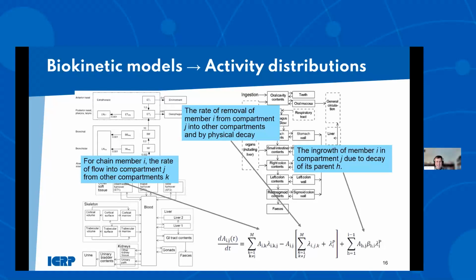So each box gives us one of these equations, and all the equations depend on one another. Once you apply some boundary conditions, the system of differential equations can be solved to give the time-dependent activities in each region and for each member of a decay chain.